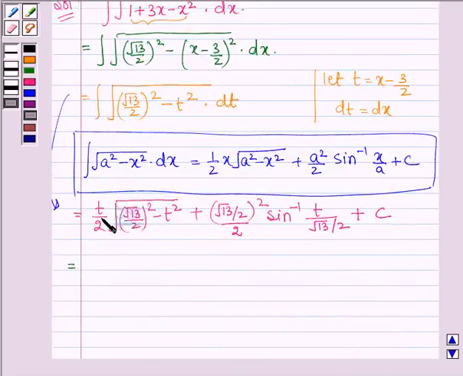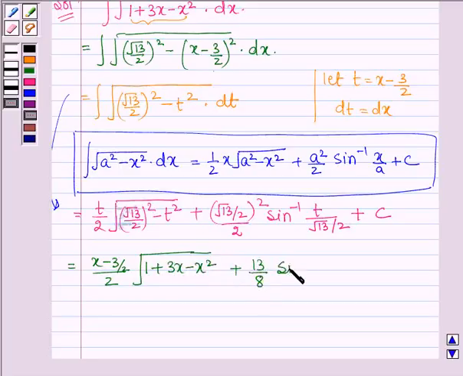This is further equal to, t is x minus 3 upon 2, and the value of this root, which is root over 13 upon 2 whole square minus t square, is 1 plus 3x minus x square, since from here only we derived this, and from this we substituted t as x minus 3 upon 2. So here we can write 1 plus 3x minus x square. Then on solving this, we have 13 upon 8 sine inverse of t, which is x minus 3 upon 2, upon root over 13 upon 2, plus c.